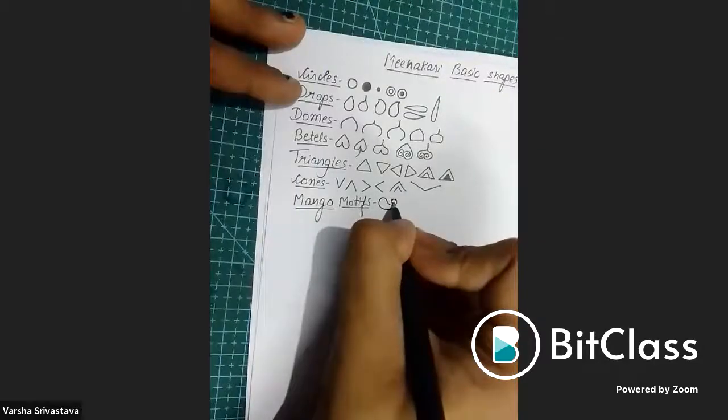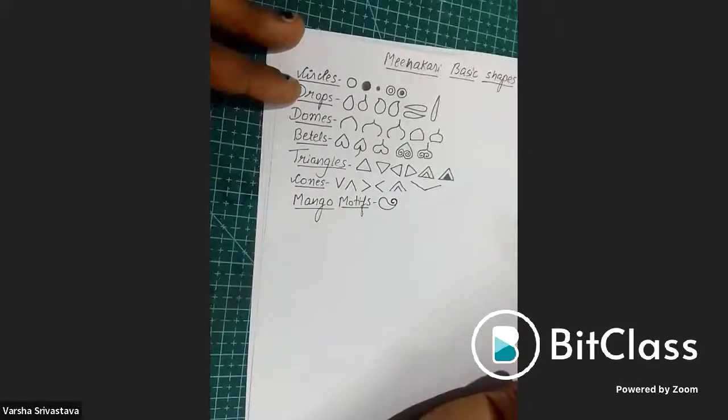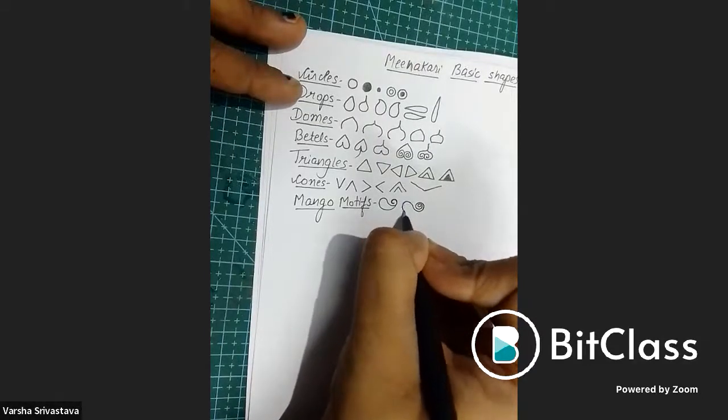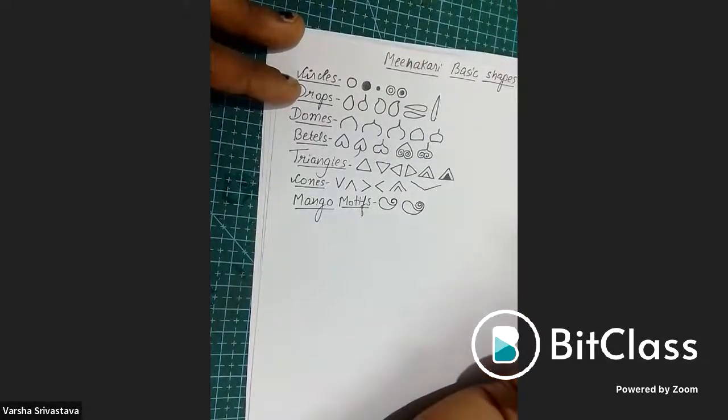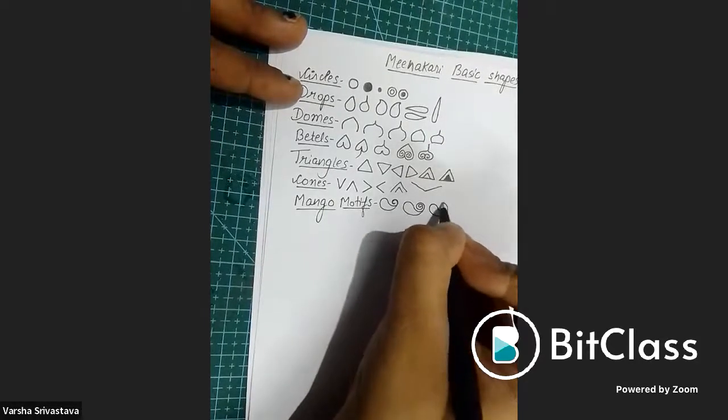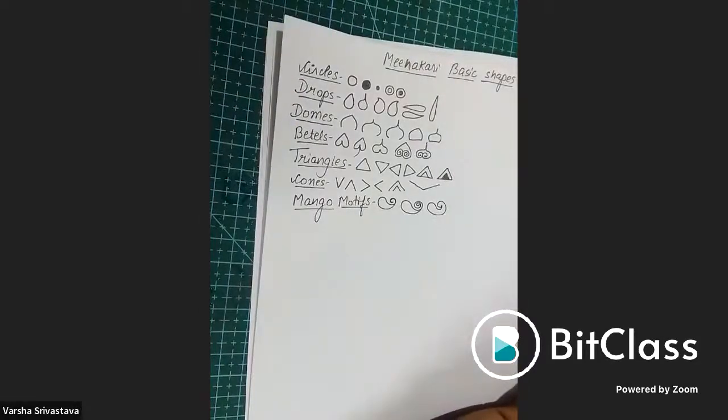You can also twist it a bit like this. Then just make the mango motif with a lot of spirals. And this is the third one. Like this.